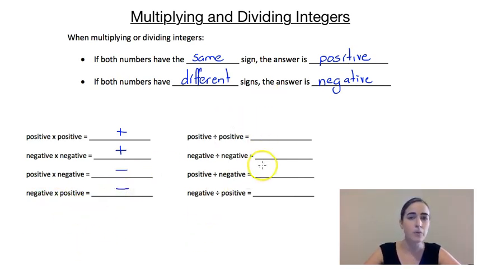It works the same when you're dividing. So if you've got two positives, you're going to get a positive answer. If you've got two negative numbers, you're going to get a positive. But if you have one of each, you're going to get a negative answer. So let's have a look at some examples.